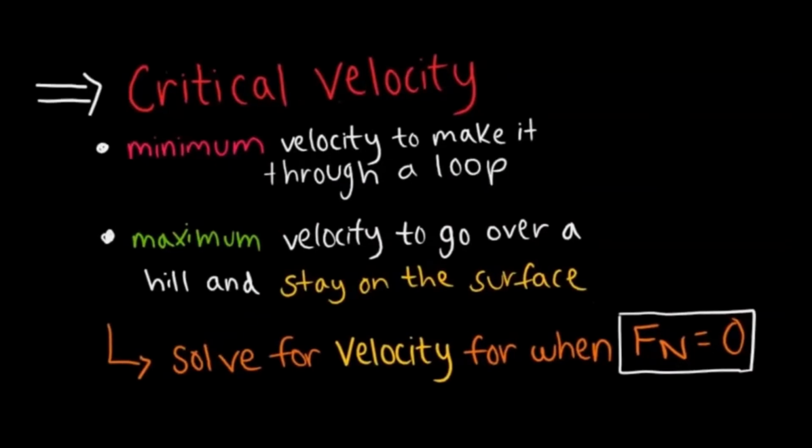So there is this thing called critical velocity. Critical velocity is basically the minimum or maximum velocity you need to either make it through a loop, go over a hill, or stay on a surface. Essentially, this is where you're going to be setting the normal force to 0, and then solving for velocity there. So usually it's going to involve some sort of contact, like a car on a hill or a car on a surface or something. So that's just something to know about critical velocity.